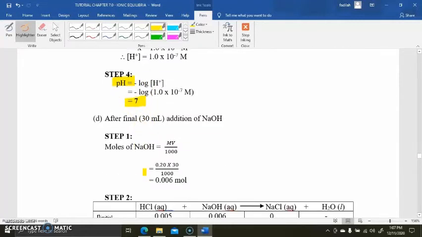Okay, and last kali kita nak cari pH after final titration. Maksudnya, last kali, titration kita ni stop bila kita dah tambah 30 ml of NaOH inside the conical flask.